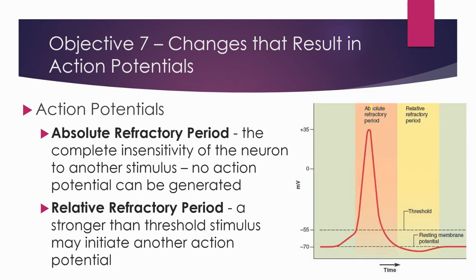So we have what's called the absolute refractory period, which is where there's complete insensitivity. So even if another stimulus were introduced, it's not going to generate another action potential. Now once we get into that hyperpolarization zone, back into getting close to rest, we do have what's called the relative refractory period, where if there was a stimulus that was strong enough, it might initiate another action potential. But normally we have this period of time where no other action potential can be generated. It's too busy trying to take care of what's going on in this one action potential to be prepared for another one.